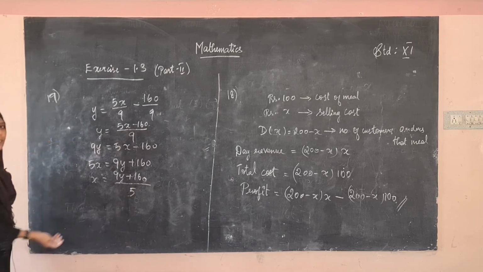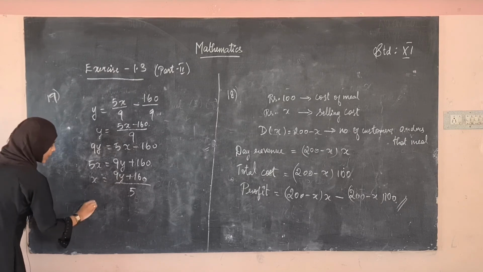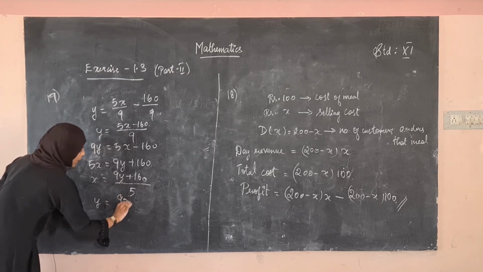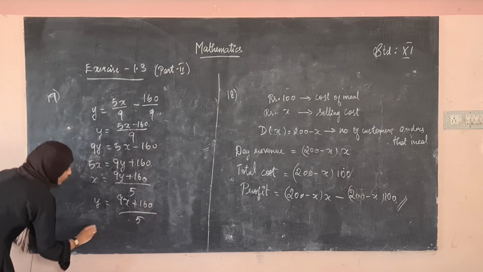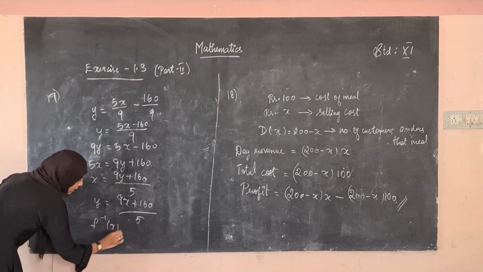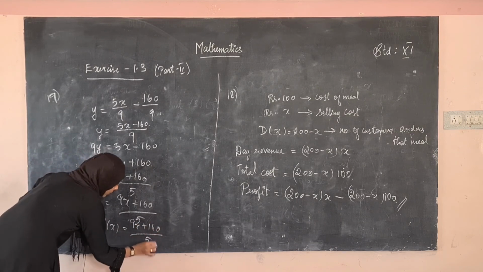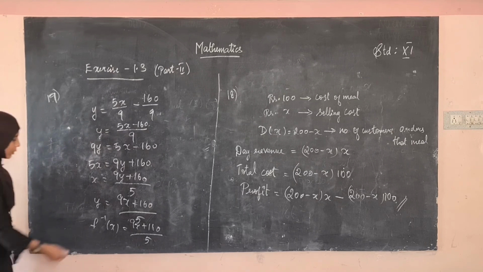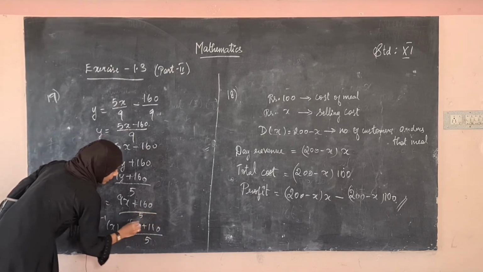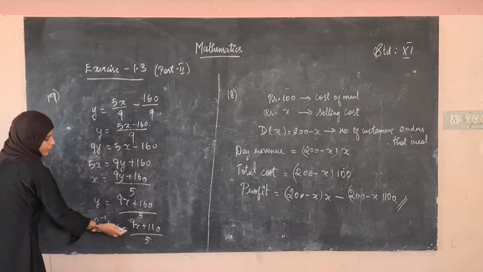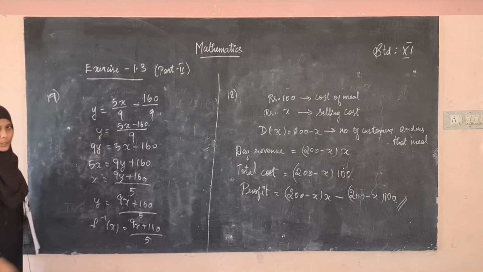Okay, shall we write this in terms of y? See here, here it is x and here it is y. If we take it as y, it is 9x plus 160 divided by 5. What is y? y is f inverse of x, right? 9x plus 160 divided by 5. See, this is a function, right? F inverse of x, the function is written in the variable x, 9x plus 160 divided by 5. So this is a function.